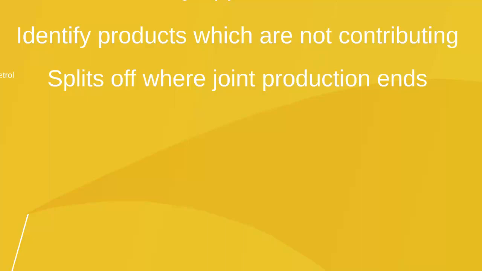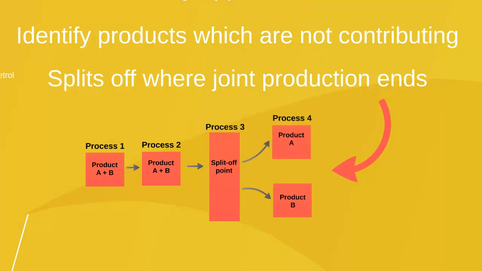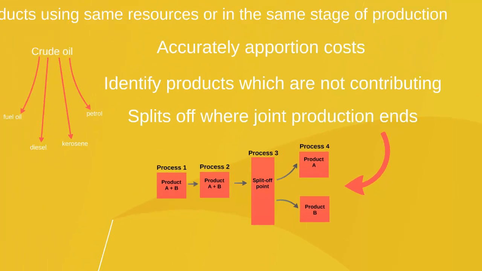So now let's look at what a joint costing process looks like. So let's say we have four processes. Process 1, product A and B is being created out of the same system. Moves on to process 2, and both A and B are still on that same system, that same process. However, process 3 is the split off point. This is where the joint production ends. And then process 4 becomes a separate and individual process for both product A and product B.